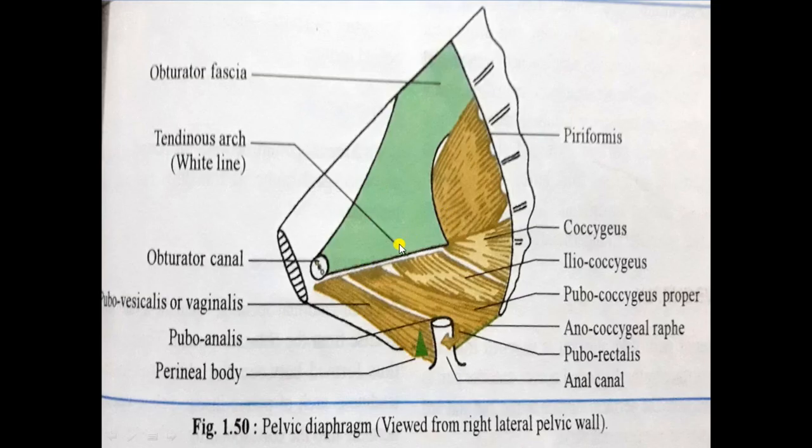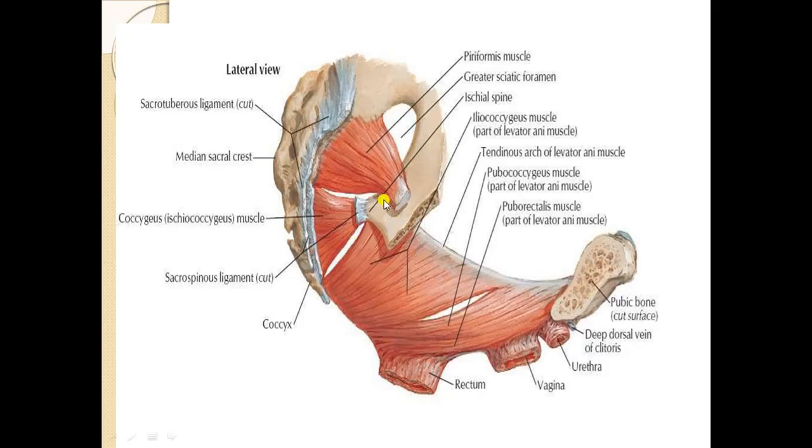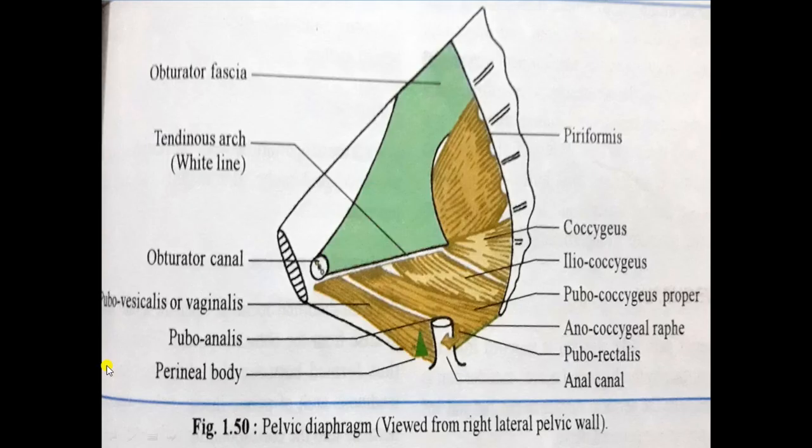In this diagram also you can see this is a tendinous arch, a white line, and this is the obturator fascia, the internal obturator fascia. From this tendinous line, here we are seeing the iliococcygeus muscle origin. This is a vertical section of the iliococcygeus muscle. It is extending back and inserting into the lower two pieces of the coccyx, and this is the anococcygeal raphe. This is the anal canal.